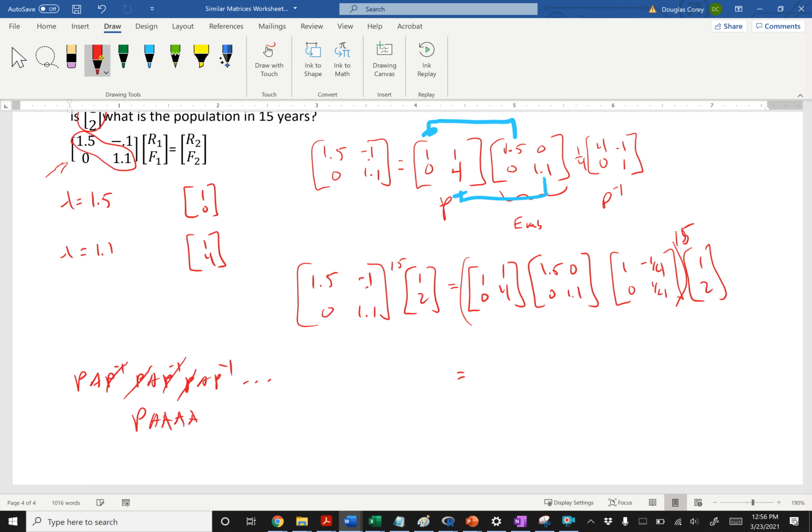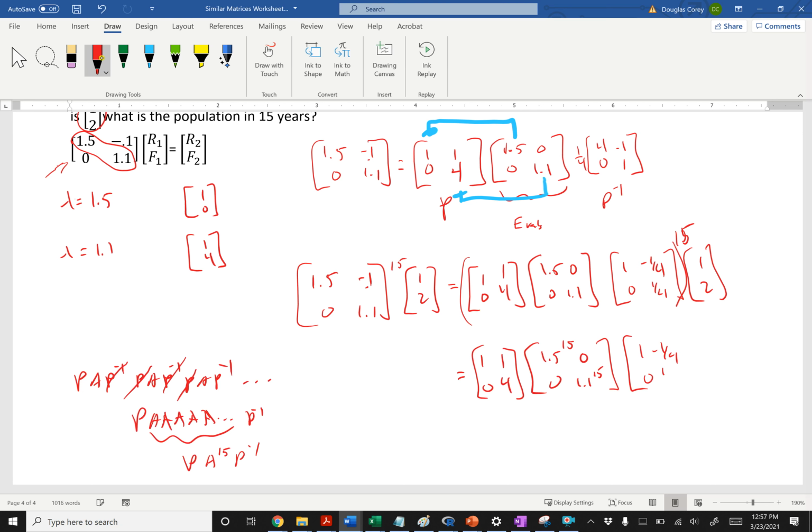So you get this thing, and so that A matrix is raised to however many powers we raised the triple product to, which is just 15. So I get P times A to the 15th. And since that's a diagonal matrix, that's easy. I can just distribute it into each of the diagonal entries. So this becomes 1, 1, 0, 4, 1.5 to the 15th, 1.1 to the 15th, 1, minus 1/4, 0, 1/4, 1, 2.